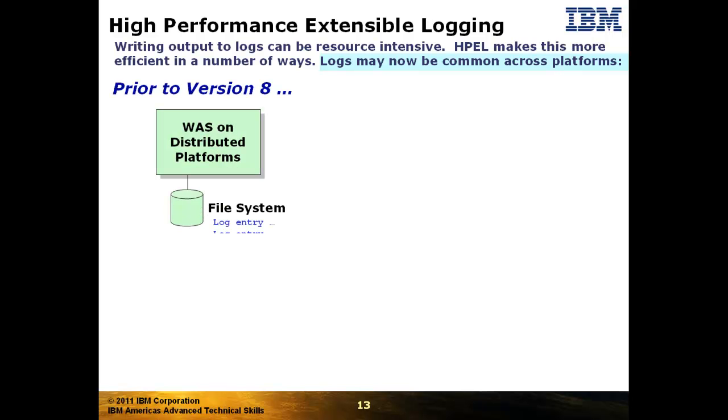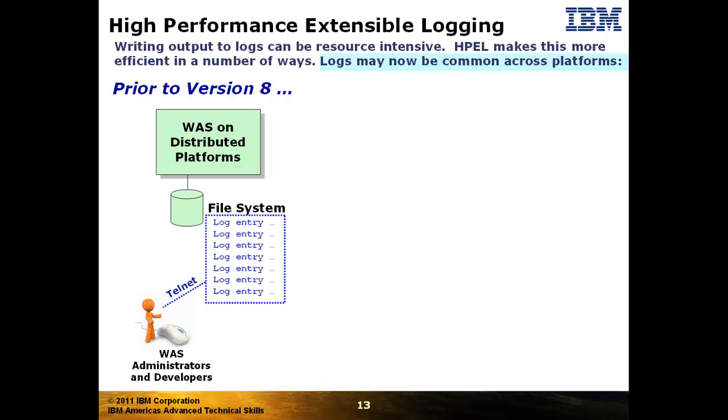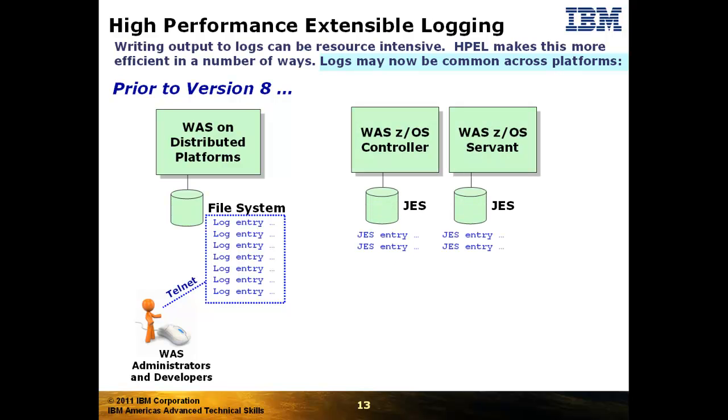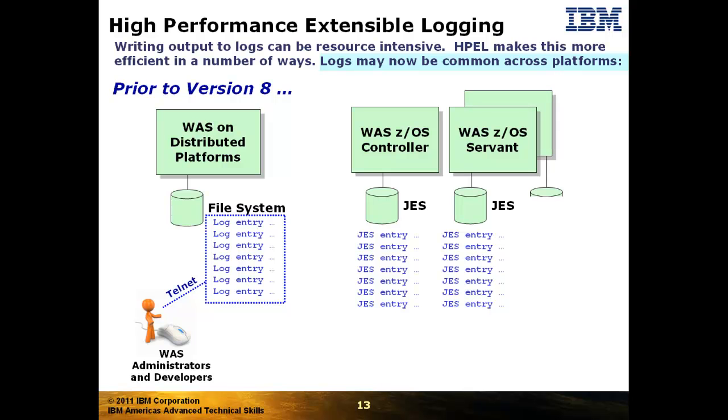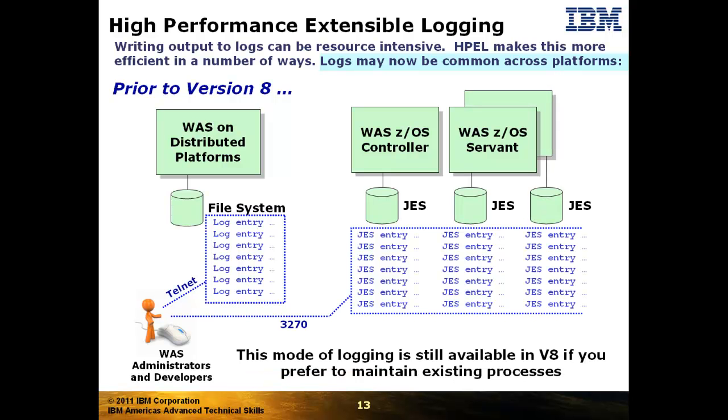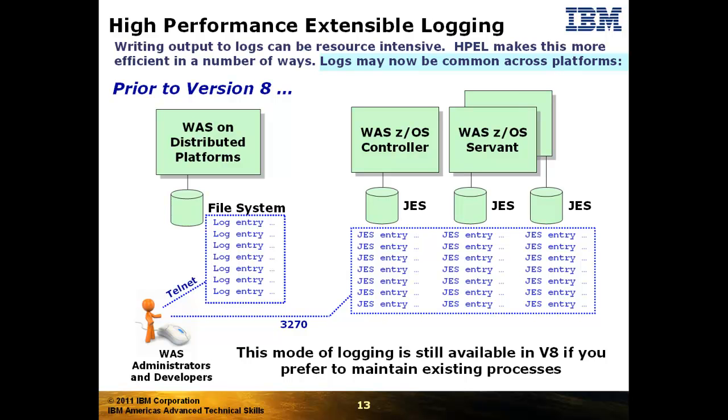Prior to version 8, the logging that was done on the distributed platforms was done to the file system. And a common method for reviewing the logs is to use Telnet and Unix tools. On WASZOS, we saw logging being done to the JES spool, with the controller region and the servant region being logged in separate held spool files. And if additional servant regions were started, each would have its own held spool location for output. WAS administrators use TN3270 to review the held log output for WASZOS. This may be what you wish to use in the future, so please understand the new logging feature we're about to discuss is optional, and it's configurable on a server-by-server basis.